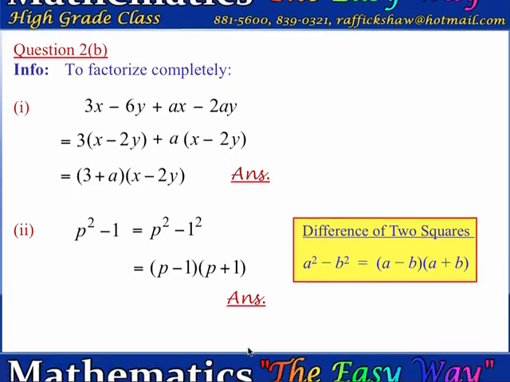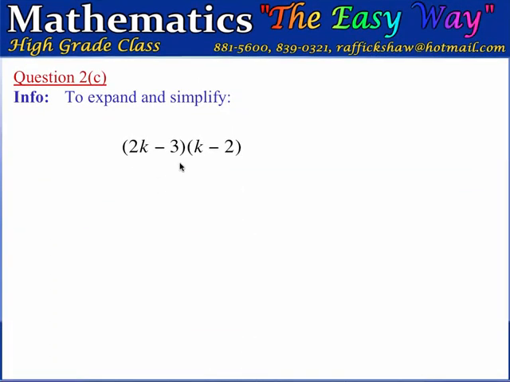Let's move down to question 2c. Now question 2c wants us to expand and simplify this expression. Firstly, we're going to multiply this 2k by each term in this bracket, and then we're going to multiply the negative 3 by each term in this bracket. That's how the expansion will be done. Let's show it step by step.